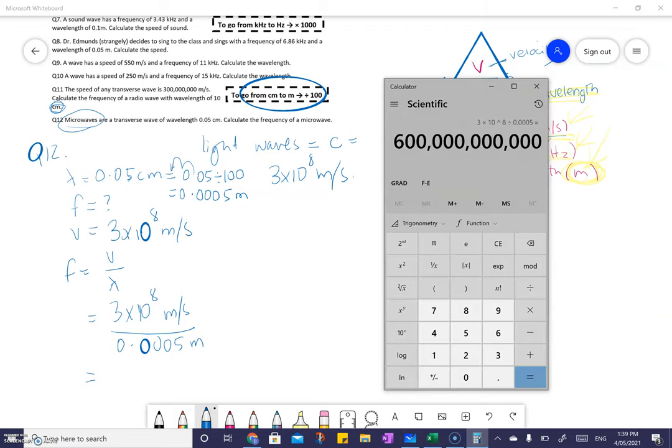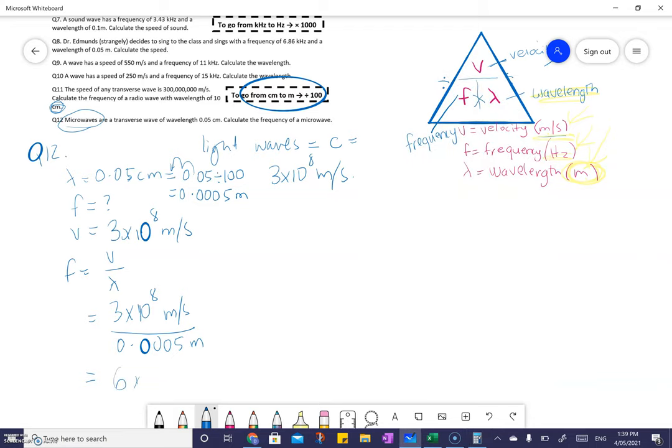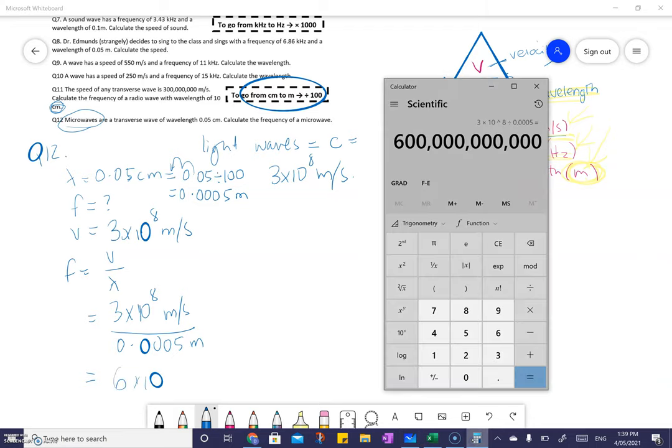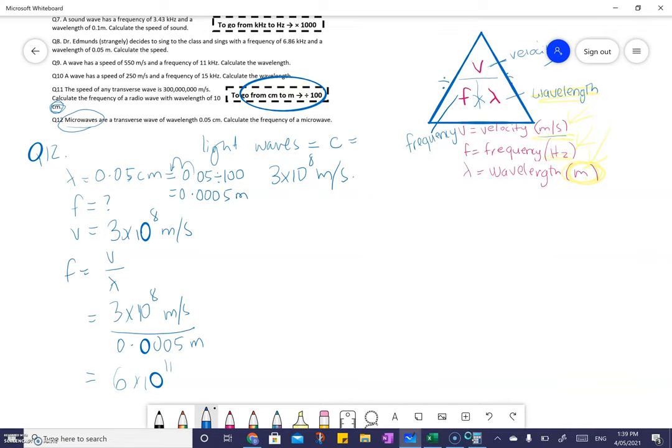And if I plug that into my calculator, I've got 3 times 10 to the power of 8 divided by 0.0005. And look at that. How many zeros is that? Do you see why scientific notation is handy now? So 6 times 10 to the power of 1, 2, 3, 4, 5, 6, 7, 8, 9, 10, 11. 10 to the 11 hertz. Cool beans. All right, now we're done. Good job, guys.